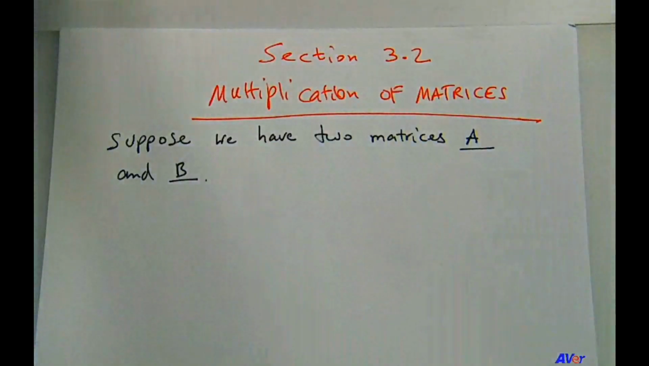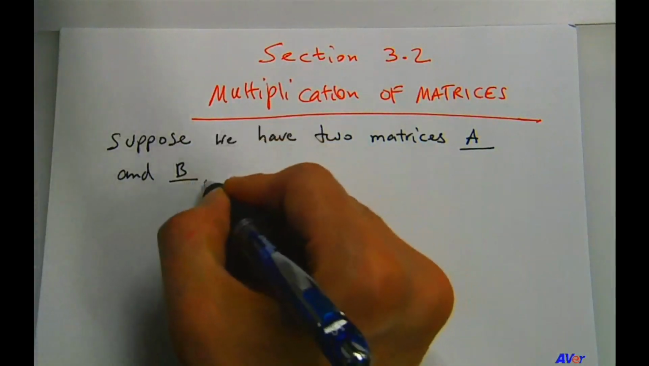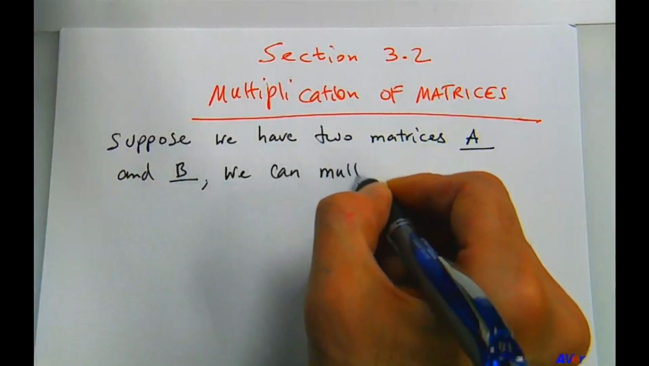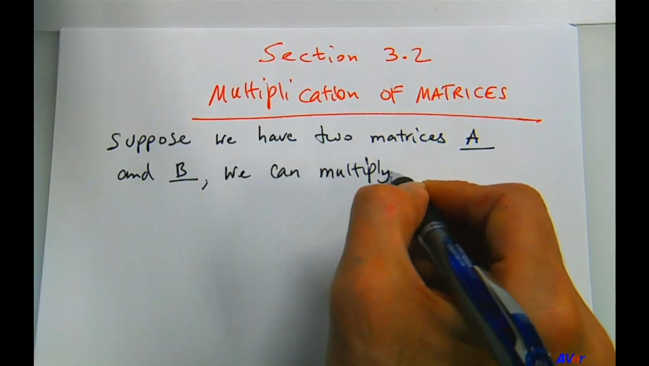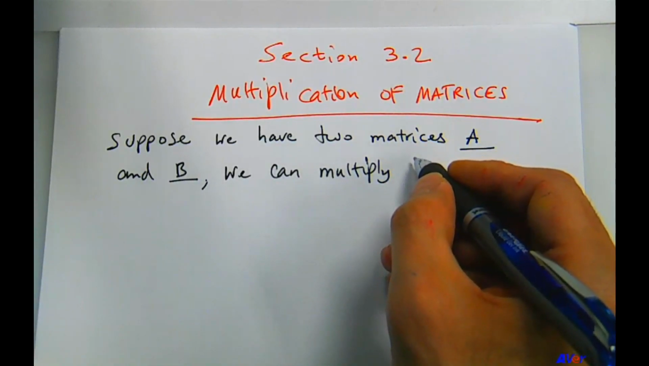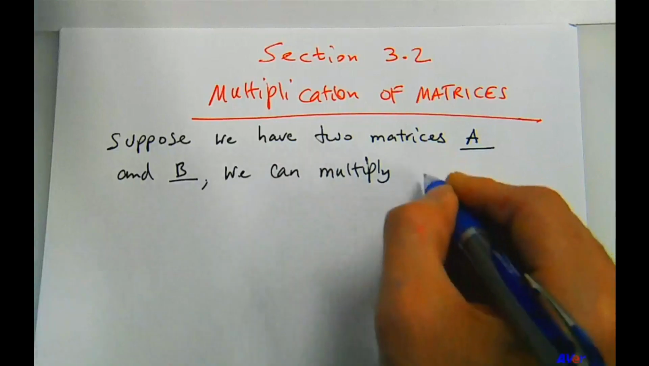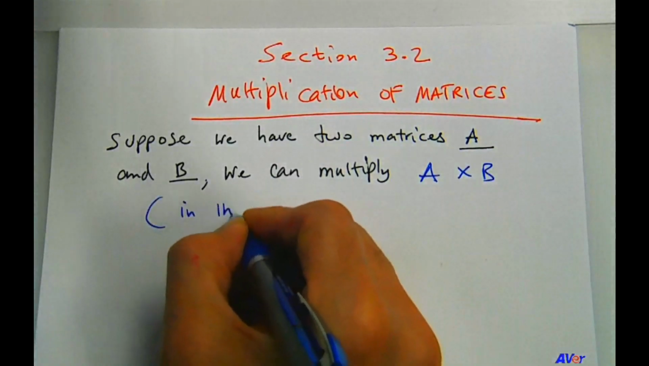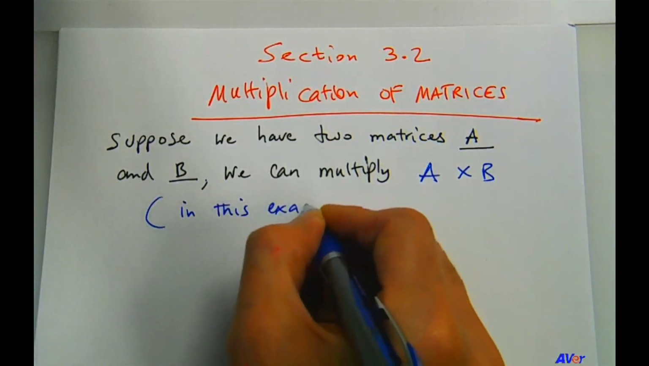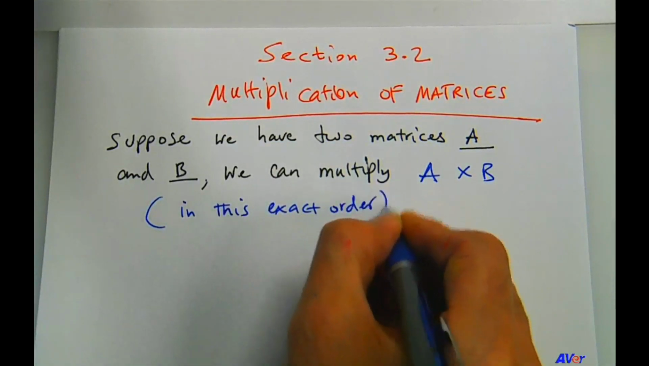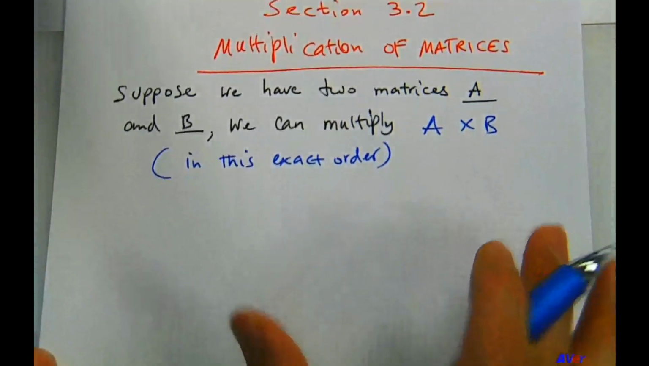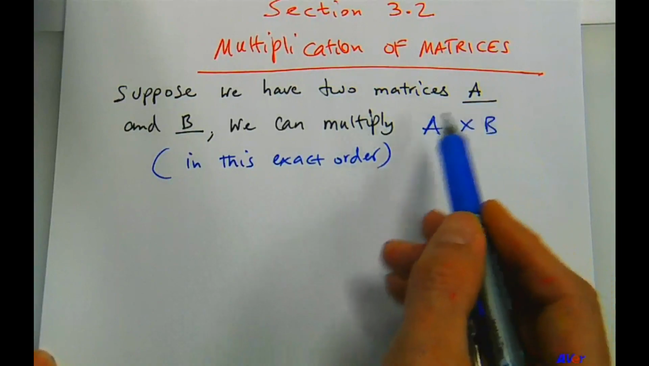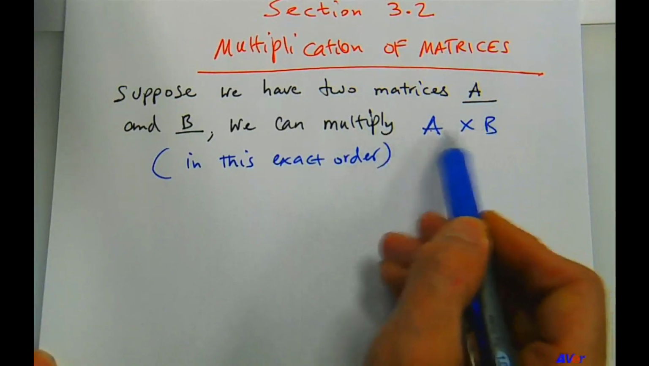Two matrices A and B, we can multiply these matrices, A times B. This is important. We can multiply them in this exact order. We're not talking about B times A. We're talking about A times B in this exact order.